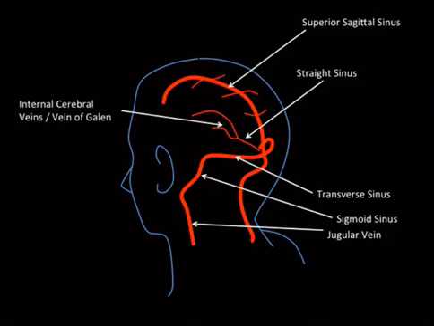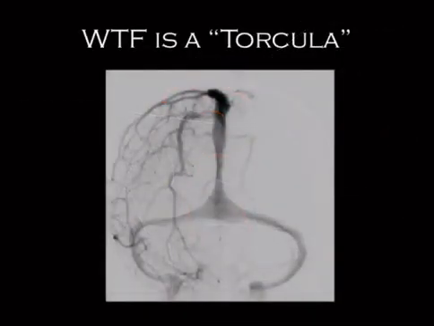All right. That right there, that's the torcula. Some people will call that a confluence of sinuses. That would make more sense. Torcula is a word that's used to confuse people who are still learning. You're using the more fancy of the two anatomy terms. So that's the torcula. Another way to show the torcula would be this, in a delayed angiogram.